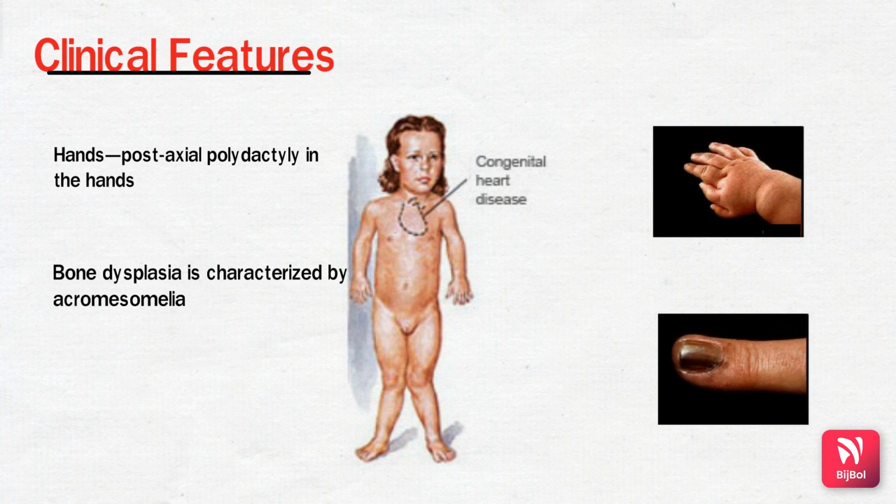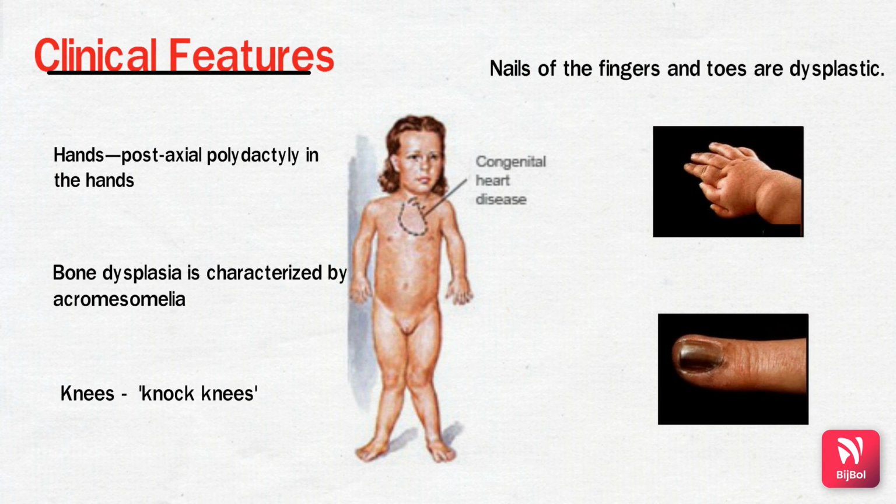There will be presence of knock knees, and the nails of the fingers and the toes are dysplastic. There will also be congenital heart defects that include hypoplasia of the aorta, atrial and ventricular septal defects, and a single atrium. There is also dwarfism, that is the long bones being short and the trunk of normal length. Hair will be fine and sparse.